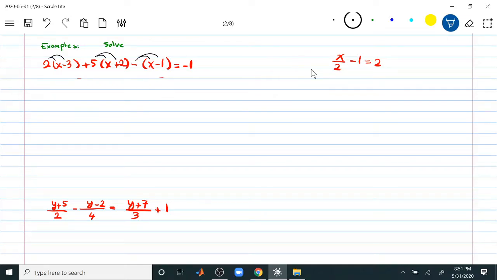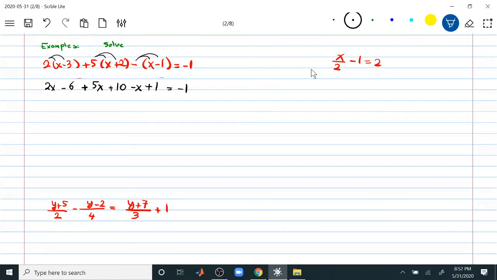So if I do that, 2 times x is 2x, times negative 3, negative 6. 5 times x, 5x. 5 times negative 2, negative 10. Negative times x is minus x. Negative times negative 1 is plus 1. And on the other side I have minus.